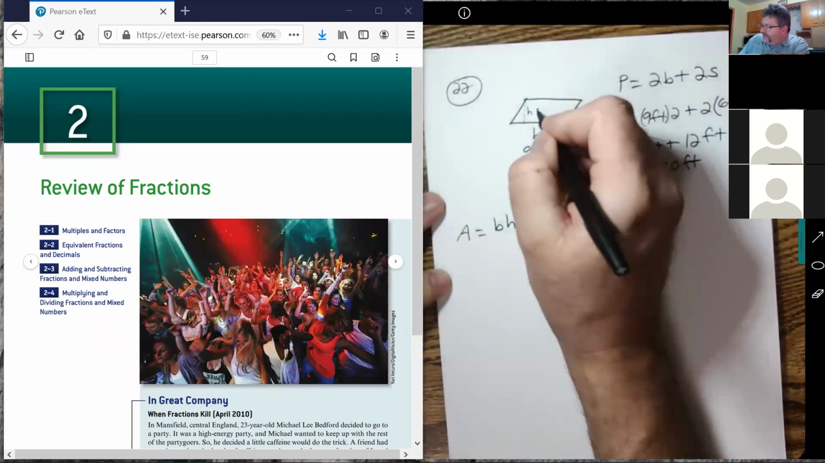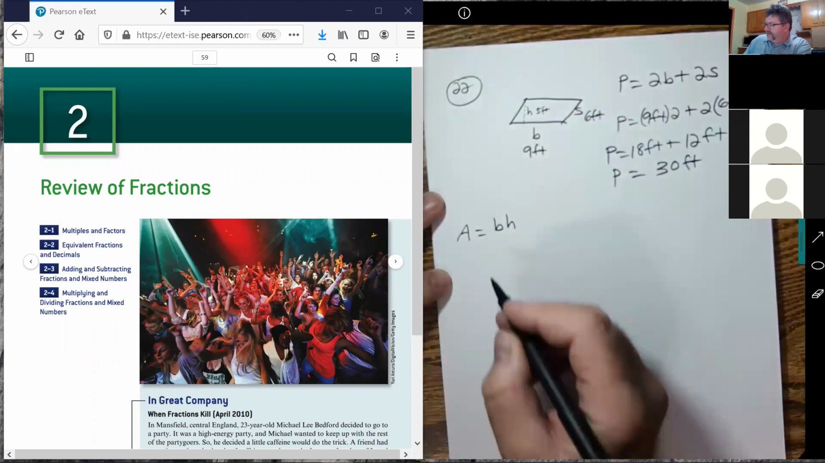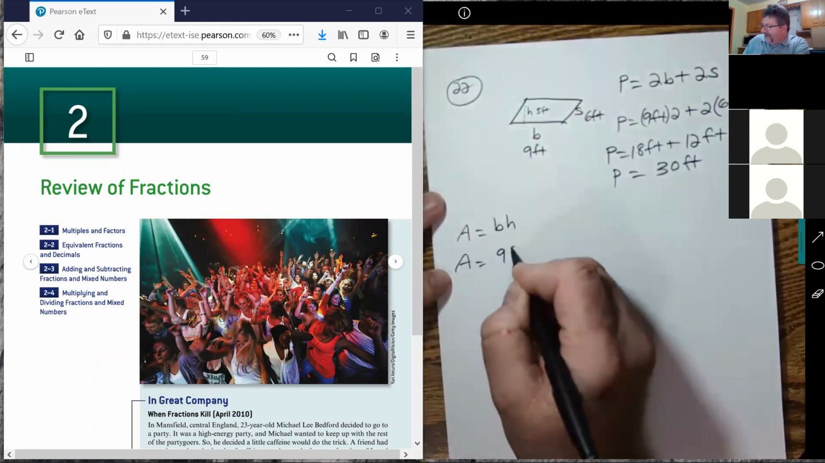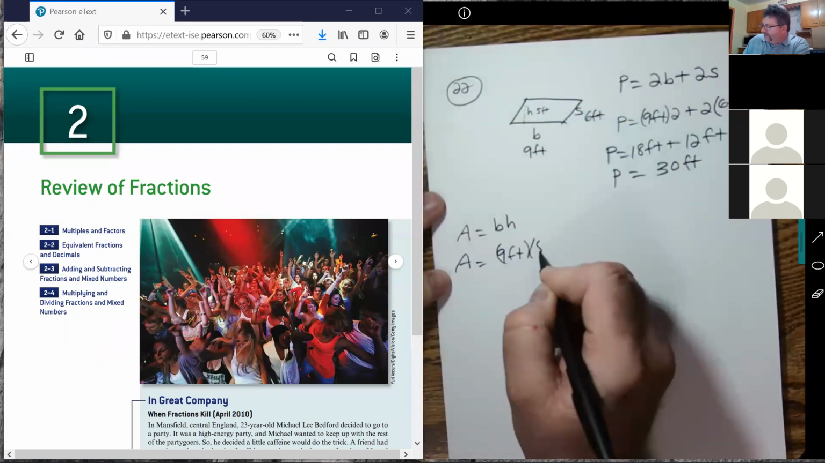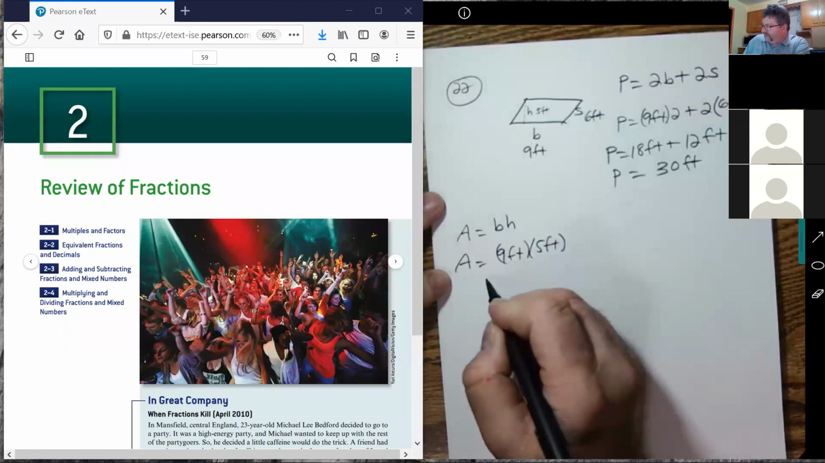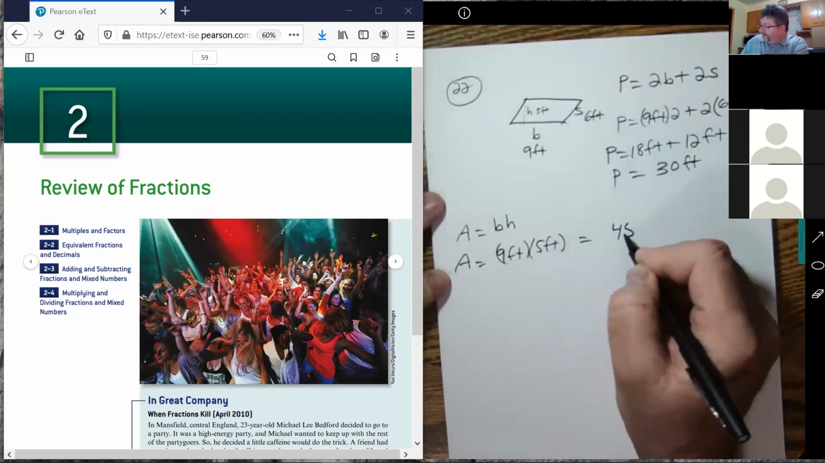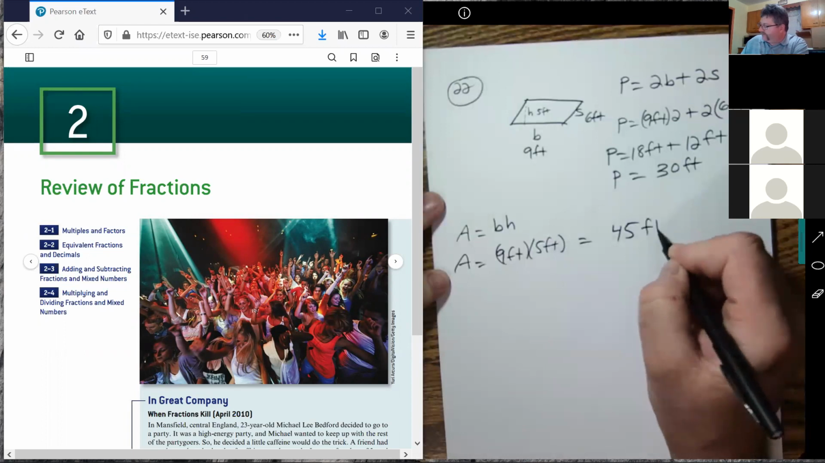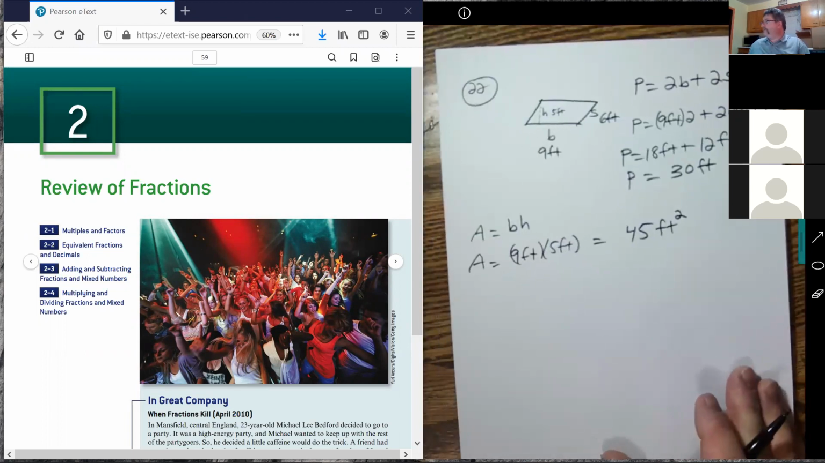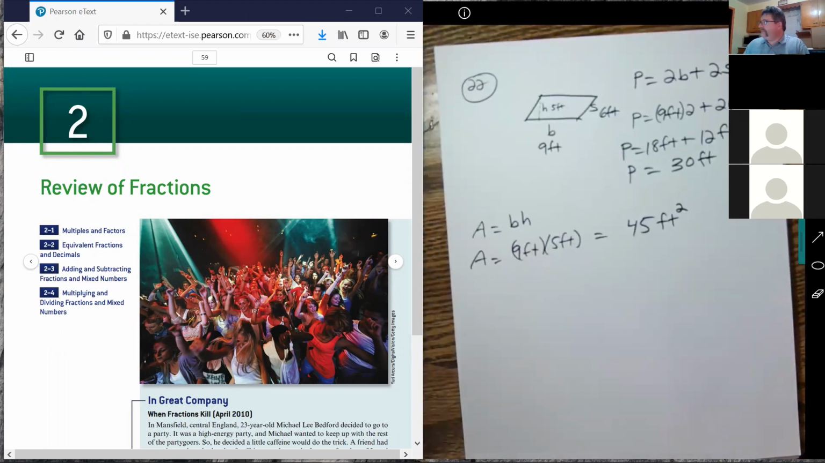And the height for this problem was 5 feet. So area is going to be 9 feet times 5 feet, which is 45, but then feet times feet is square feet or feet squared. All right.